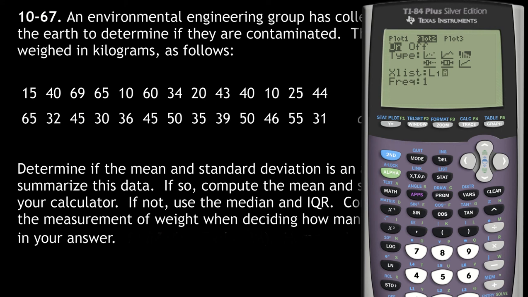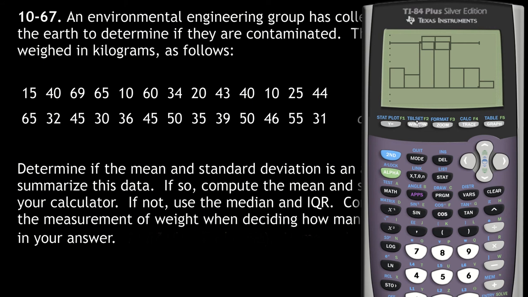So now let's hit zoom. I can't hit zoom from there, so let me quit this. I'll hit zoom and 9, which is zoom stat. There it is. Unfortunately, I've got 1, 2, 3, 4, 5, 6, 7 bins. I don't want to have 7 bins, so I'm going to make my bins wider.